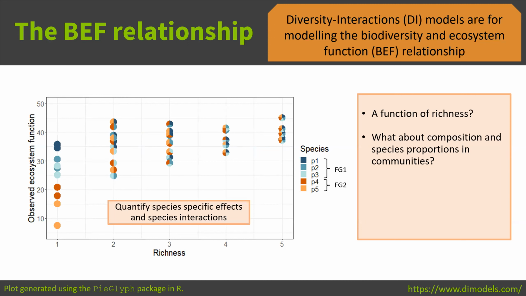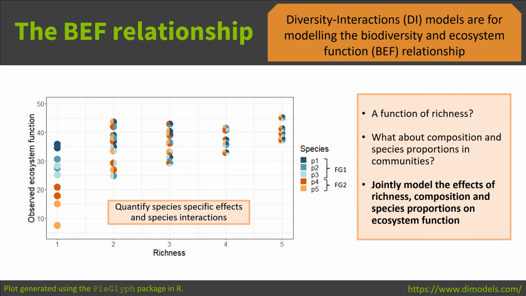Diversity interactions models can quantify both species-specific identity effects and species interaction effects. And this means that diversity interactions models can jointly model the effects of richness, composition, and species proportions on ecosystem function. This allows us to go beyond assuming that species richness alone is the driver of BEF relationships.